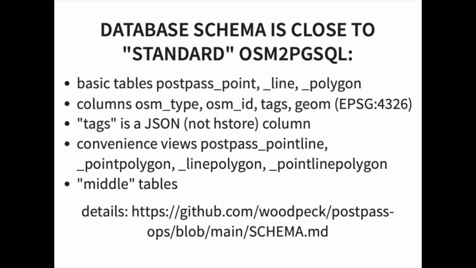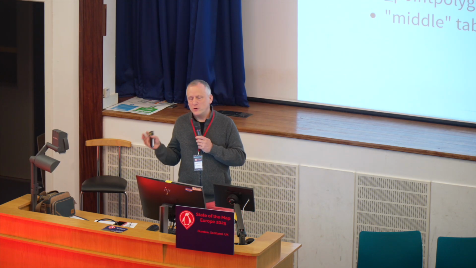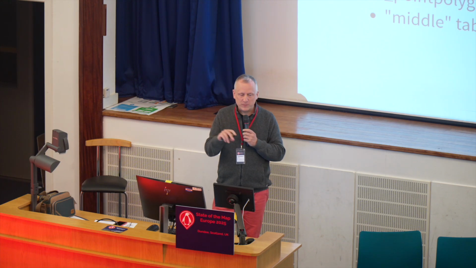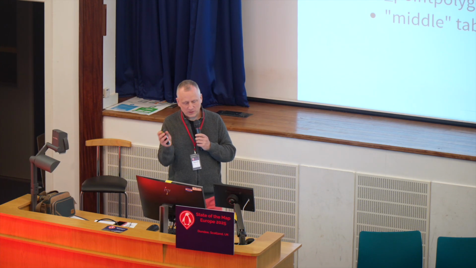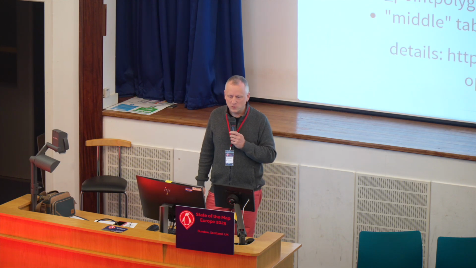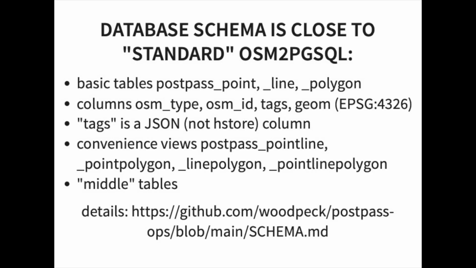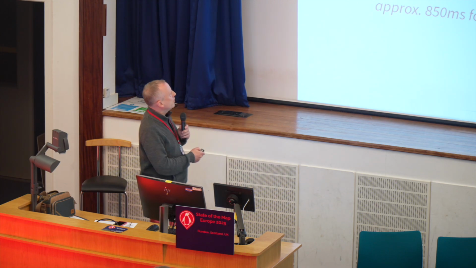And I have a couple of views for convenience that combine these tables. So there's a Postpass point line view that combines the point and line tables and so on. Sometimes you want to make queries against several of these. And I also have the so-called middle tables that store the relationships between ways and relations, or between nodes and ways. I'll not talk about them much more in this talk, just one other slide. There are some details about the data schema on this GitHub page. Some more complicated examples.